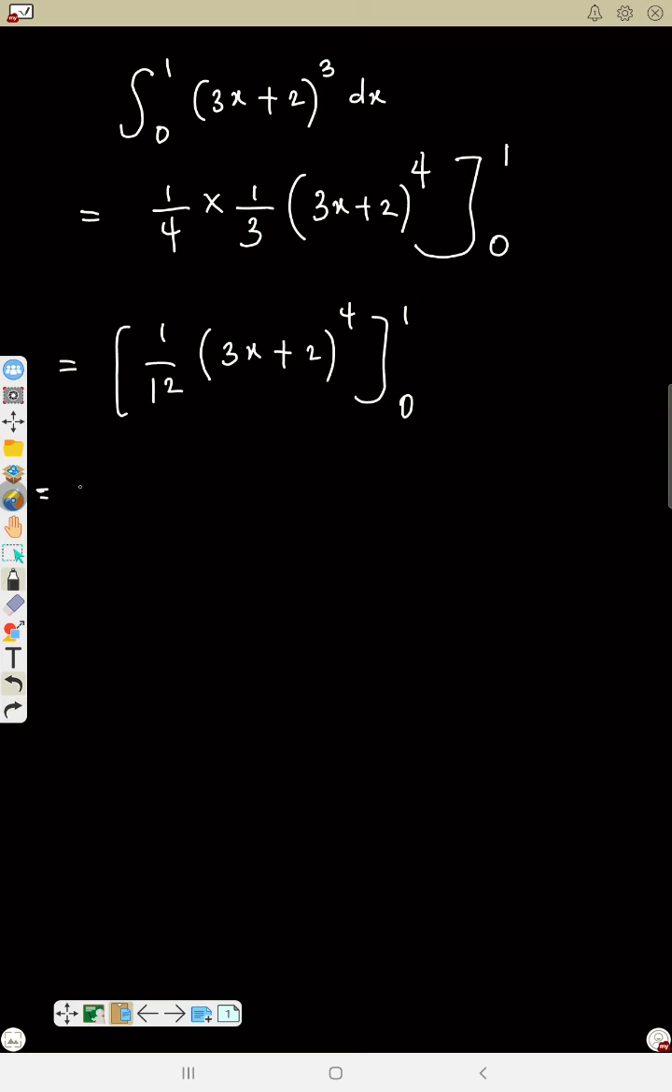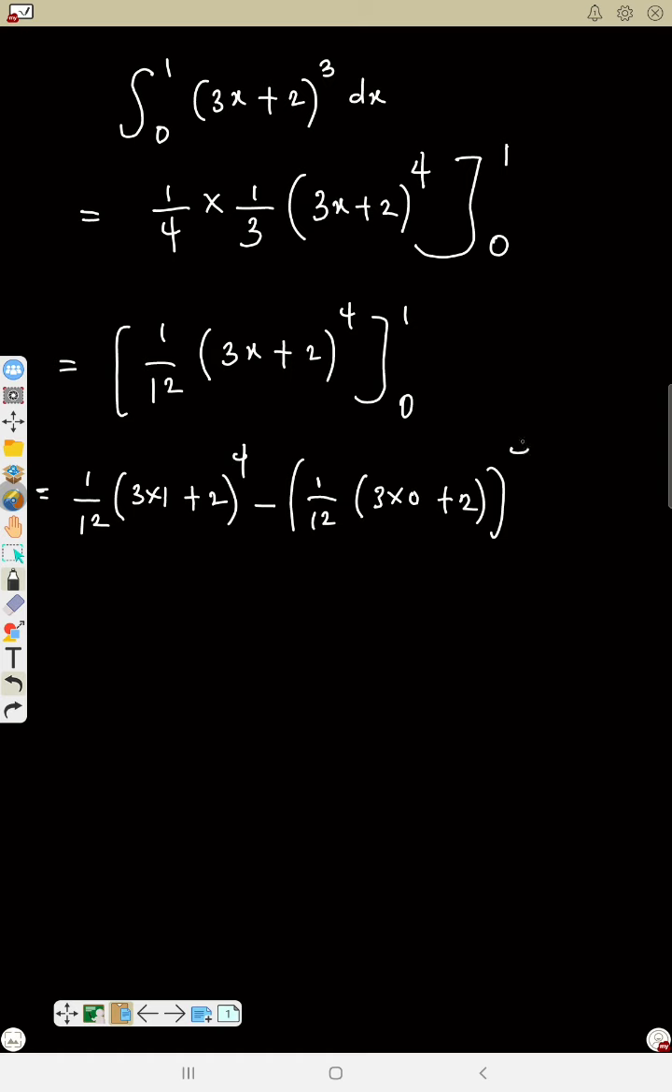So this will become, put 1 first, 1 over 12 bracket 3 times 1 plus 2 raised to power 4, then minus, anywhere you see s again, put 0. That will be 3 times 0 plus 2, then everything raised to power 4. Anywhere I see s first, I put 1 here, minus, then I put 0 here again. So check the steps. Anywhere I see s, put 1. We first put 1, minus, anywhere I see s, put 0 again.